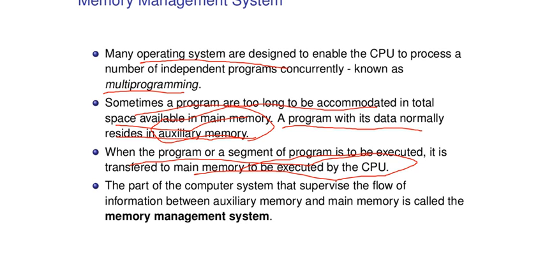Now the definition of the memory management system comes into the picture. The part of the computer system that supervises the flow of information between the auxiliary memory and main memory is called the memory management system. So what is the memory management system? We have to move the part of the program which is to be executed from auxiliary to main memory, and the part which is not being executed from main memory to the auxiliary memory. The part of the system which keeps track of all these things is known as the memory management system.